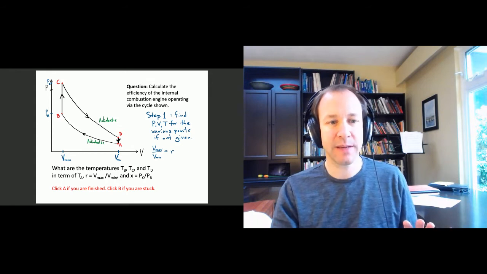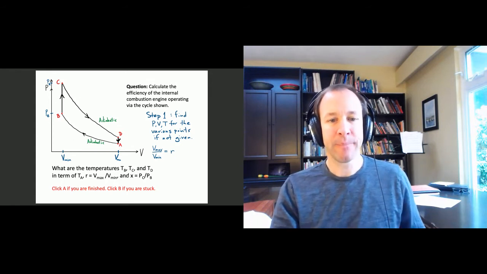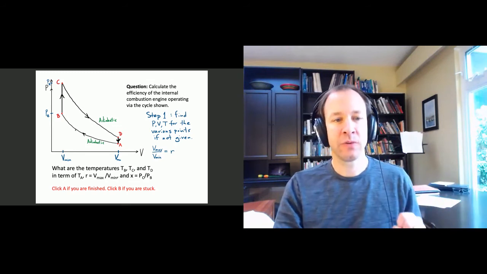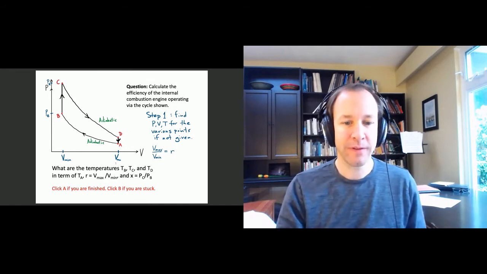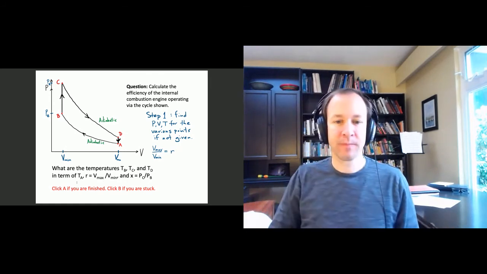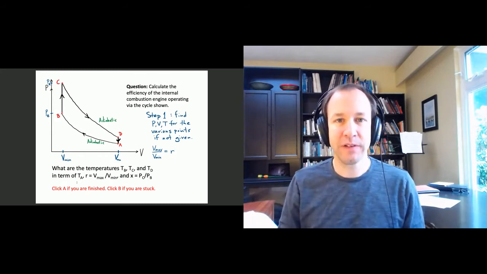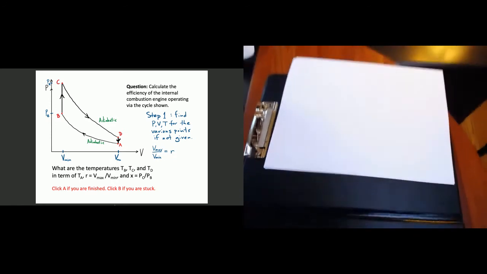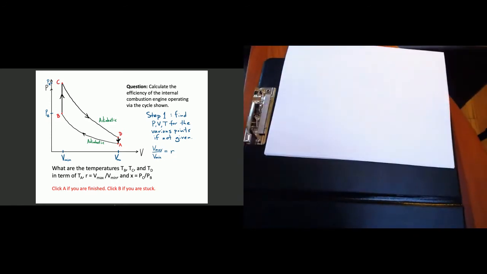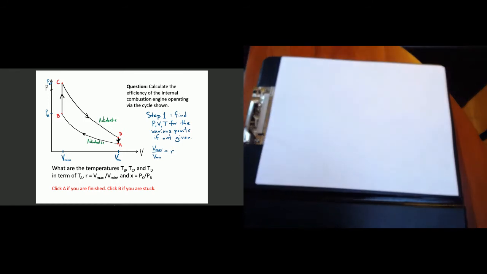Okay, so we are given some information about the cycle, but what we'll need later is to know what the various temperatures at B, C, and D are in terms of the temperature A. So that's what I'm asking you to do now. Figure out the temperature at B, C, and D in terms of the temperature at A. So pause the video and see if you can use the equations from before to work out those various temperatures. Okay, so let's have a look.